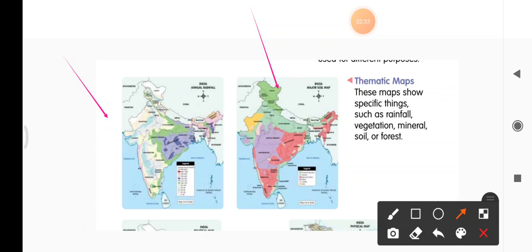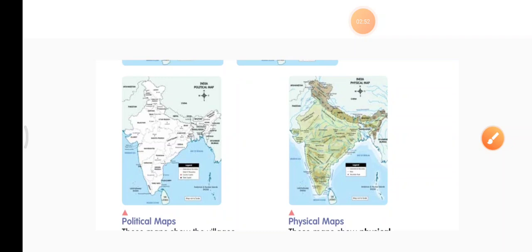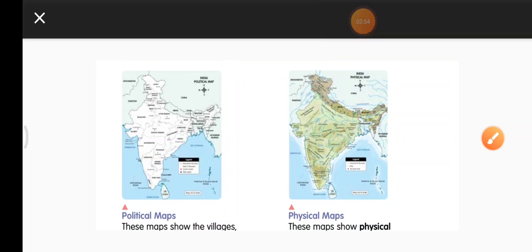This is useful for a farmer. So these are 2 thematic maps given here. One was about rainfall and the other one was about the soils of India. Thematic maps show specific things such as rainfall, vegetation, minerals, soil or forest, right? Now let's move ahead and also look at this.